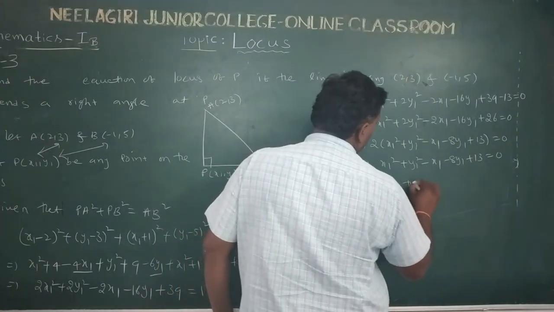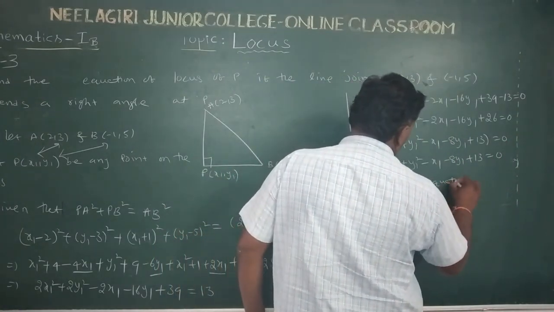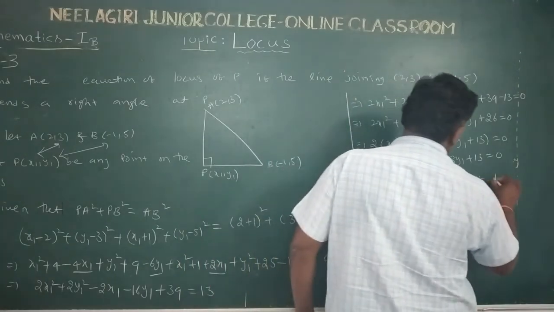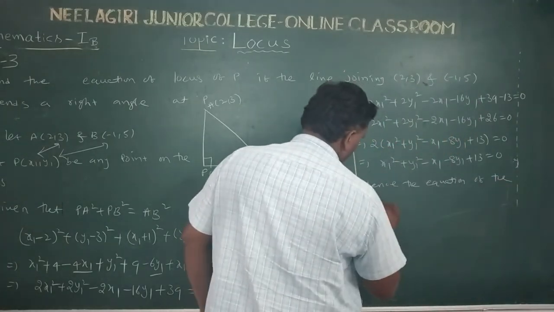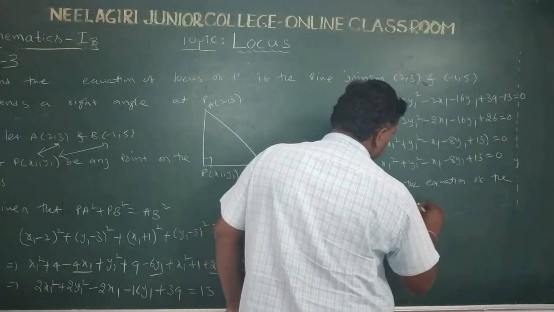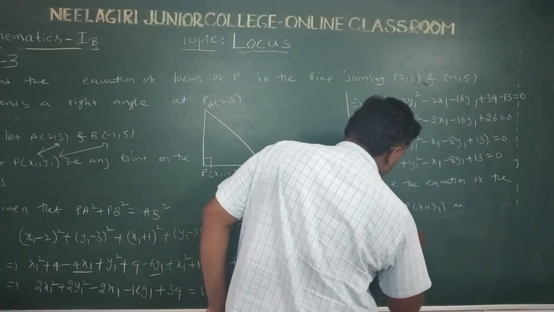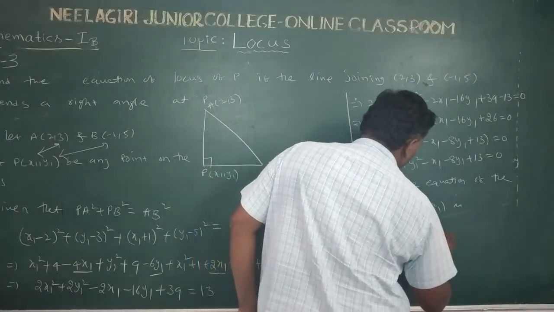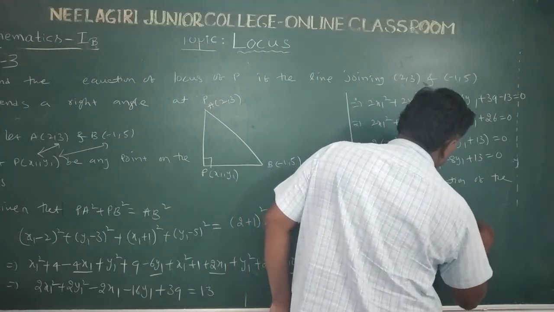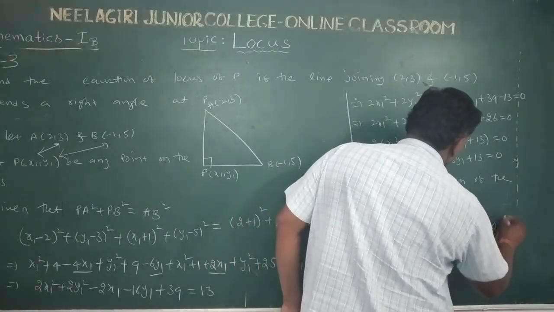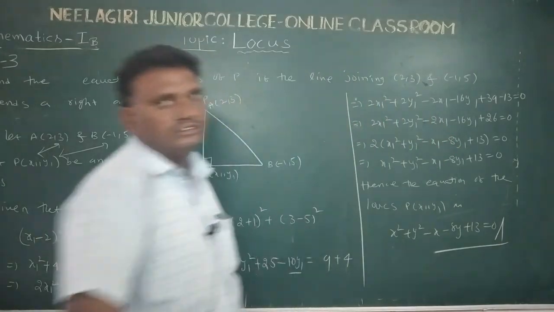Hence the equation of the locus of P(x1,y1) is x square plus y square minus x minus 8y plus 13 is equal to 0.